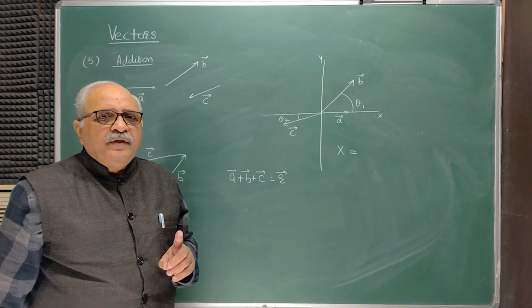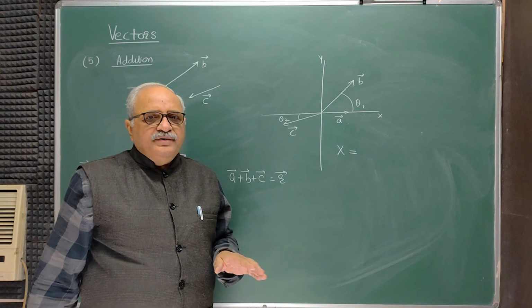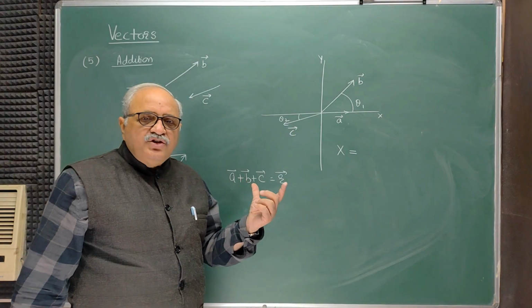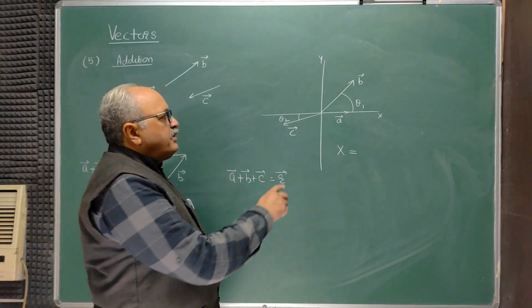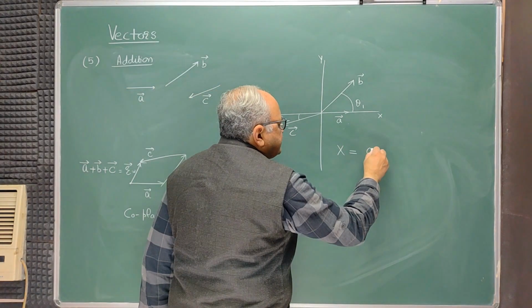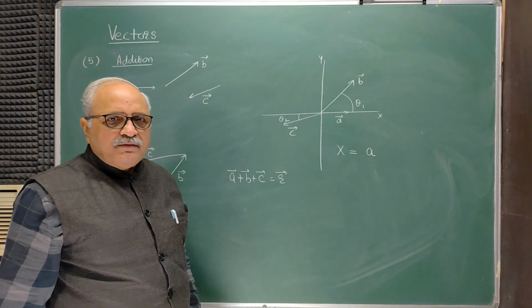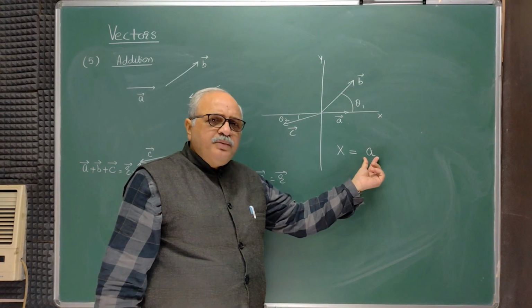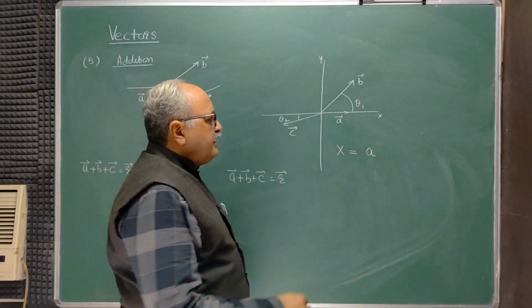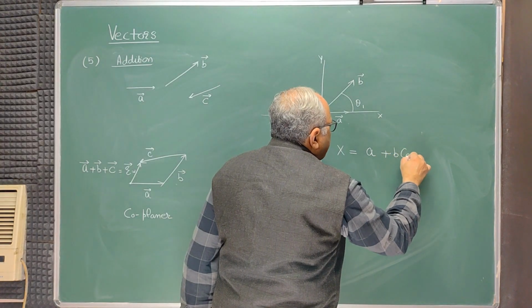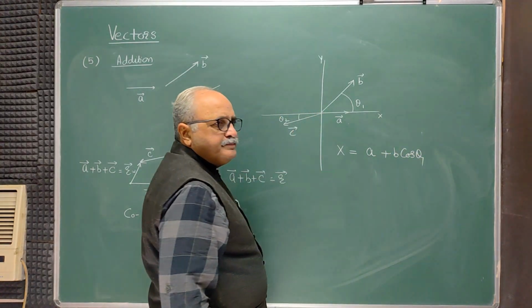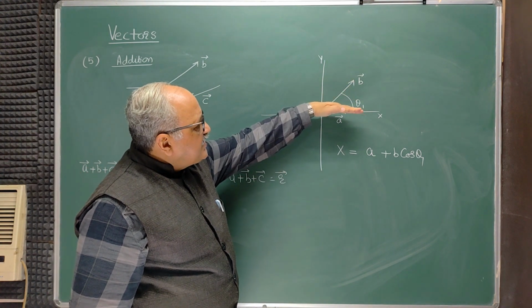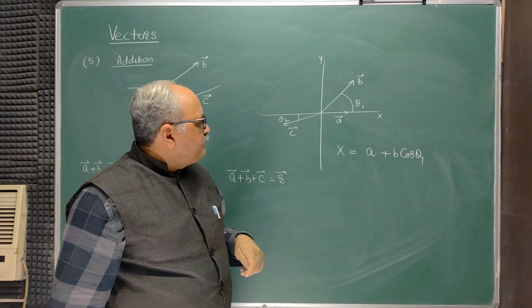Remember, when we take the component, if the angle is theta, the component is going to be the vector magnitude and cos of theta. But since A is purely along the x-axis, it is going to contribute completely to it. Even if I write A cos of 0, cos 0 is 1, so it is going to be A. But for B, the component along the x-axis is going to be B cos of theta 1.